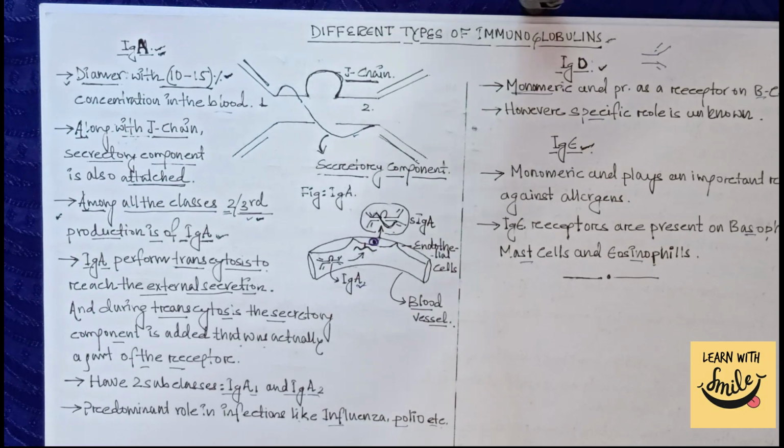To the next video on different types of immunoglobulins. Here we'll be discussing immunoglobulin A, immunoglobulin D and immunoglobulin E. The first two subclasses, namely immunoglobulin G and immunoglobulin M, have already been discussed in my previous video. If you have not yet checked it out, please make sure that you check it out first and then come back to this video.